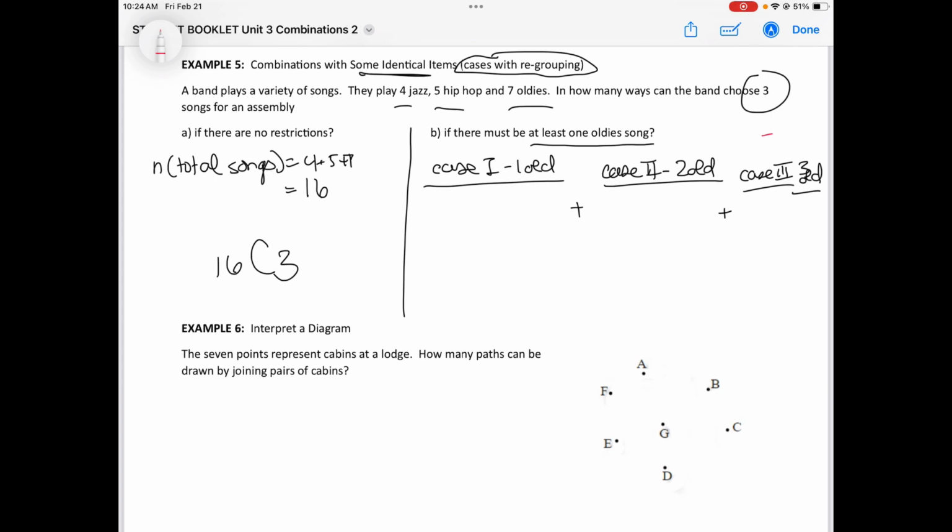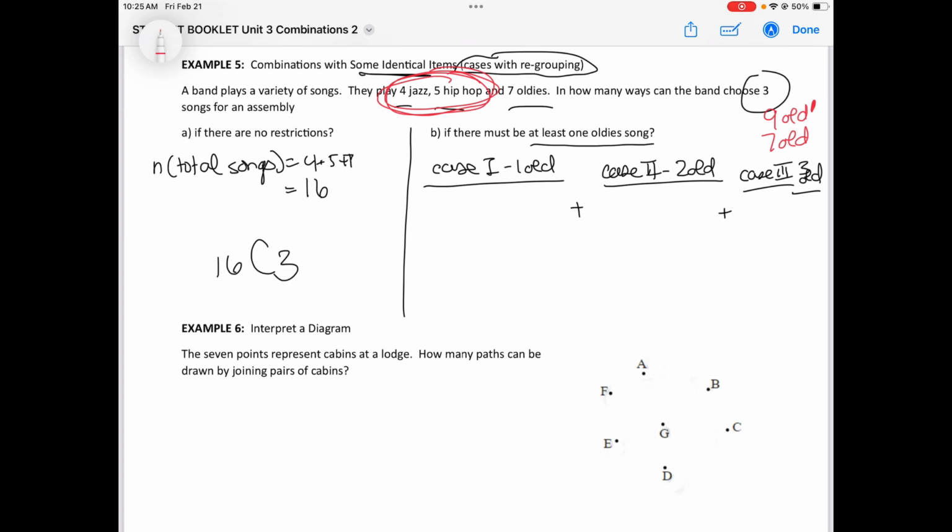We have 7 oldies. We have 4 jazz, 5 hip hop. Here's the thing. We don't want to sit there and be like, okay, 1 jazz, 1 hip hop, 2 jazz, 0 hip hop. There are too many scenarios to add up for 3 different songs. So we're going to collect those and call them the oldie complement: we have 9 non-oldies. So we're going to group these together.